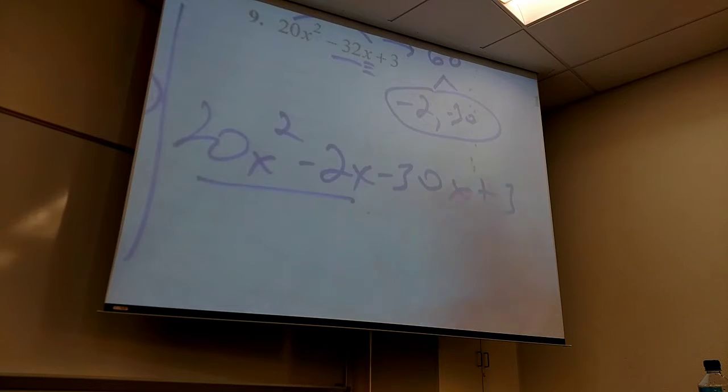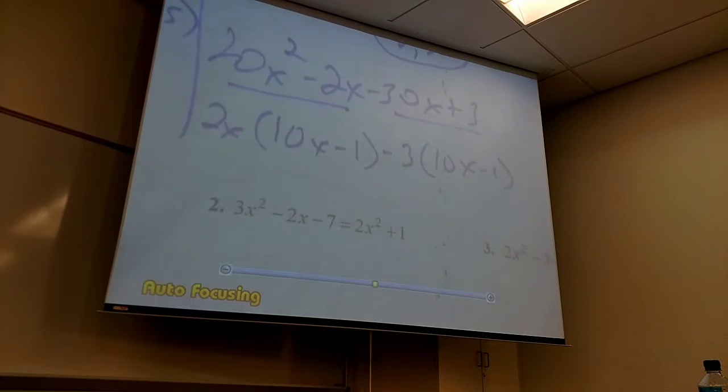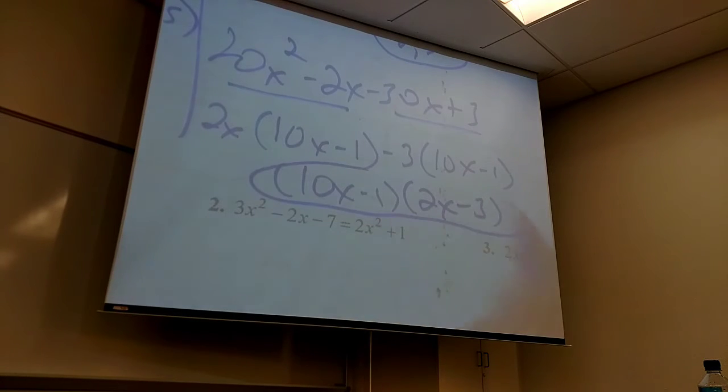So what comes out of these two? 2x. 10x minus 1, I like it. What comes out of these two? 3, I like it. Oh, I'm zoomed in a little too much there. So then I get 10x minus 1 and 2x minus 3. Bam. Okay, I like it.